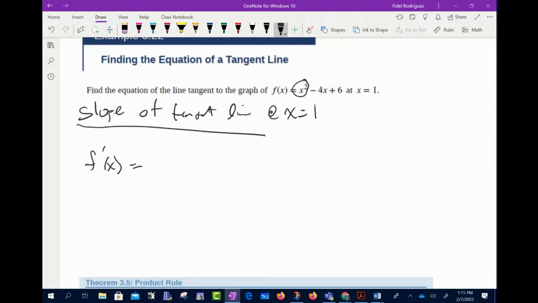Okay, what is the derivative of x squared? What do we do with that 2? Yeah, it's going to become 2. We're going to reduce the power by 1. We're going to get a 2x.